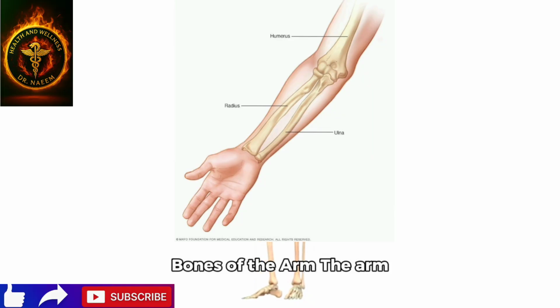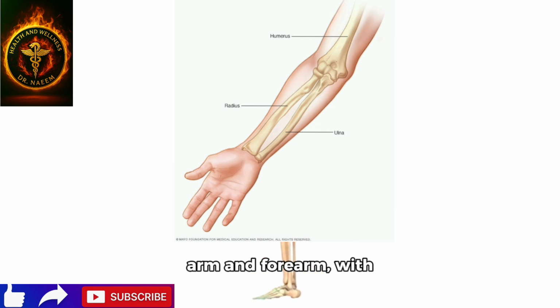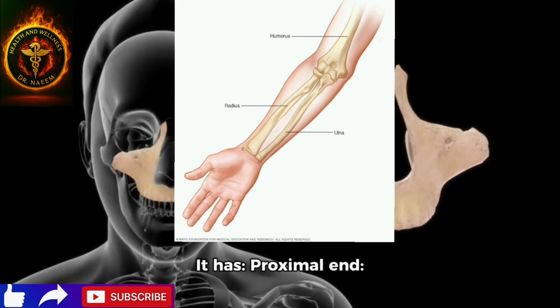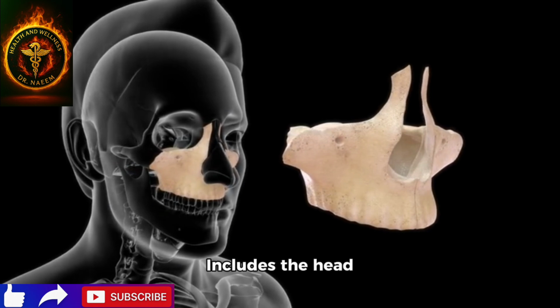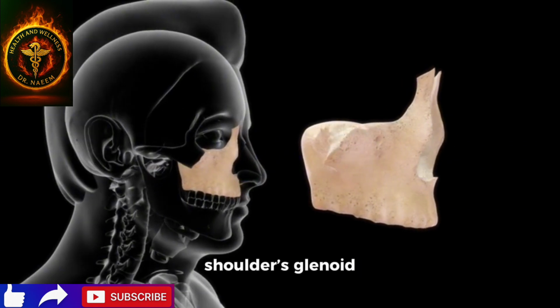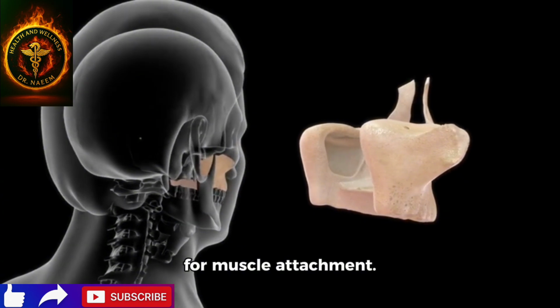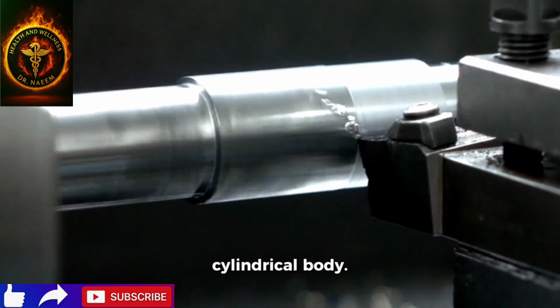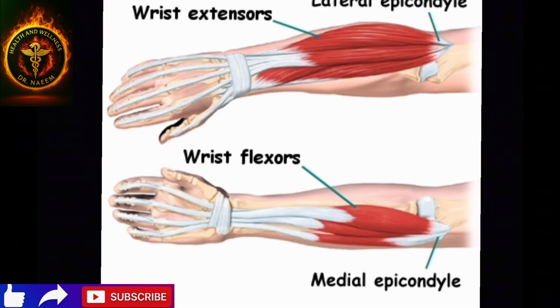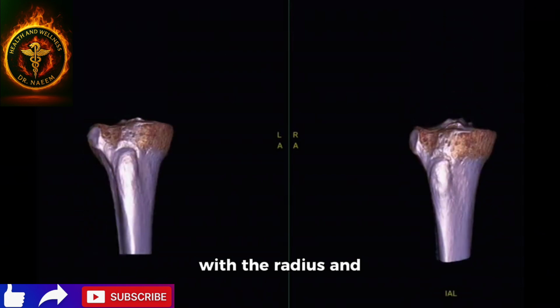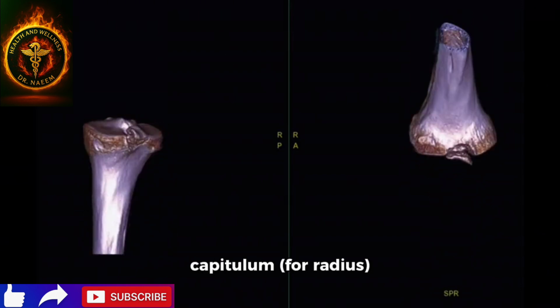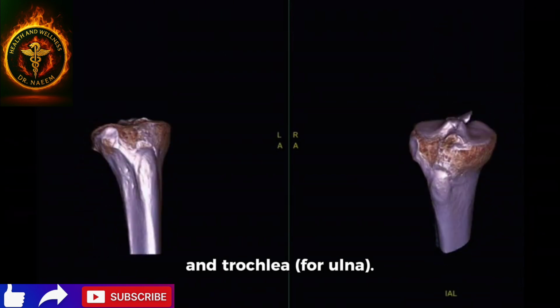Bones of the arm. The arm consists of the upper arm and forearm with three primary bones. Humerus, the single bone of the upper arm, extending from the shoulder to the elbow. It has a proximal end, which includes the head, articulates with the shoulder's glenoid cavity, and has tubercles for muscle attachment. Shaft, a long, cylindrical body. Distal end. Forms the elbow joint with the radius and ulna, featuring the capitulum for the radius and the trochlea for the ulna.